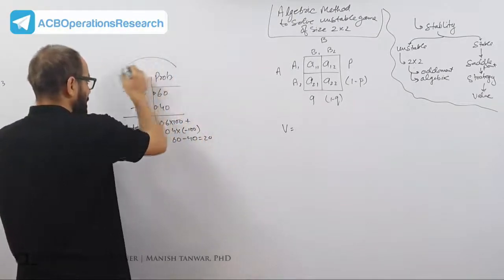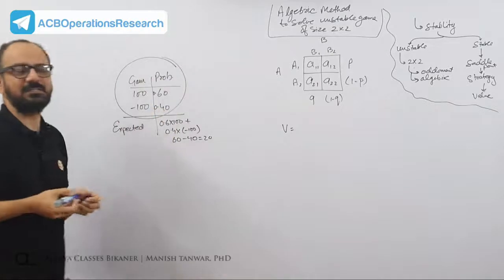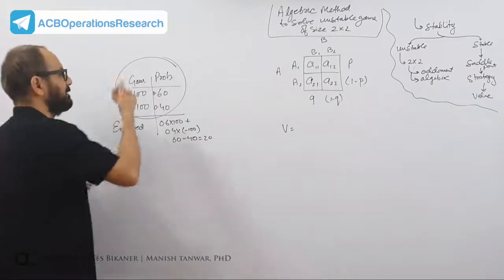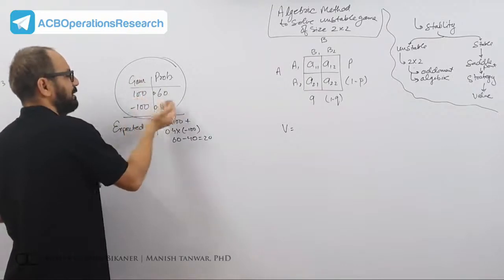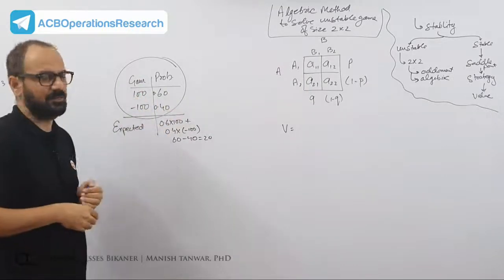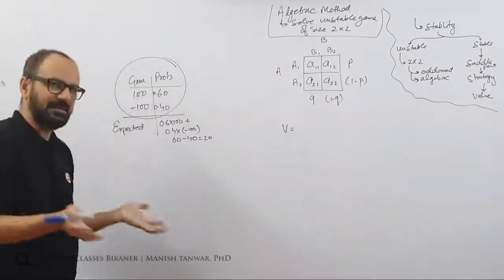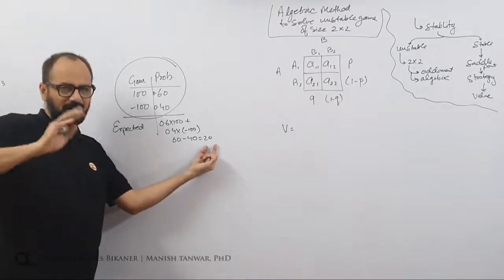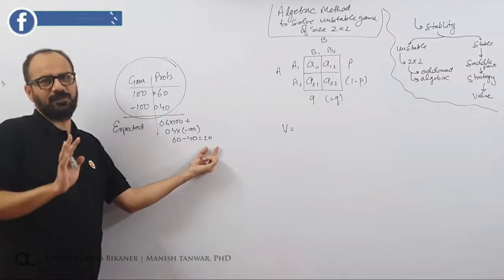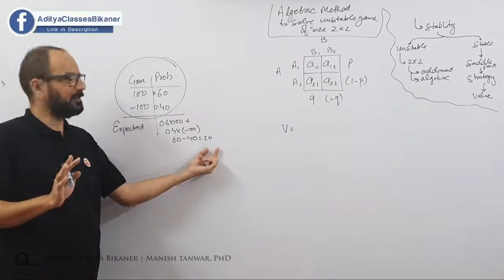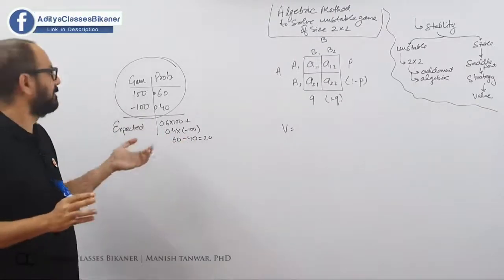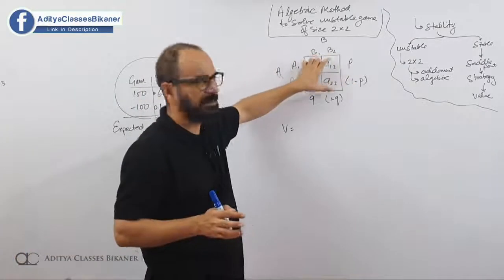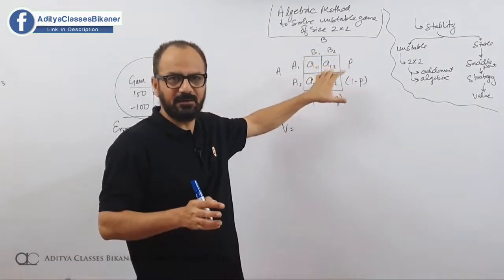So if I play this game, what is my return? What is the value of the game for me? There is a 60% chance that I'll win 100 rupees, 40% chance that I'll lose 100 rupees. So if I play this game n number of times, ultimately I'll have on an average a gain of 20 rupees. This is what we mean by expected return. So probability multiplied by return. This is what we did in Aditya method.